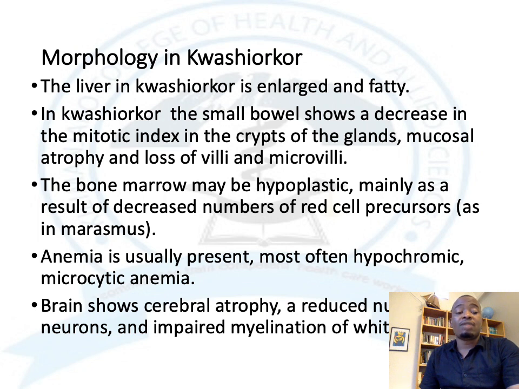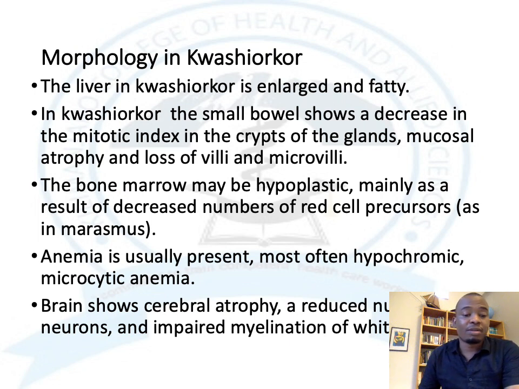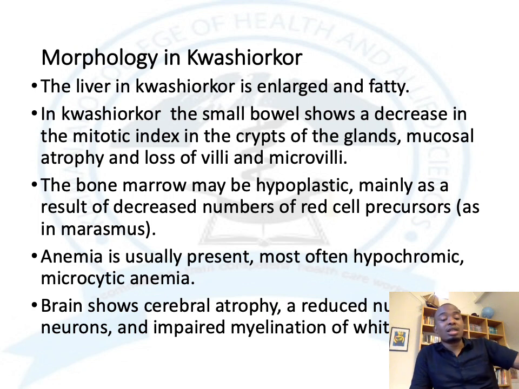Morphology in kwashiorkor: the liver is enlarged and fatty, as we said. In kwashiorkor, the small bowel shows a decrease in mitotic index, crypt and glands, mucosal atrophy and loss of villi and microvilli. This may cause problems because if someone has prolonged kwashiorkor, the microvilli and villi are not there, the crypt glands are not there, and the mucosa becomes atrophied. This reduces the ability of the intestine to absorb nutrients, and at the end, these people may end up having diarrhea because of this.